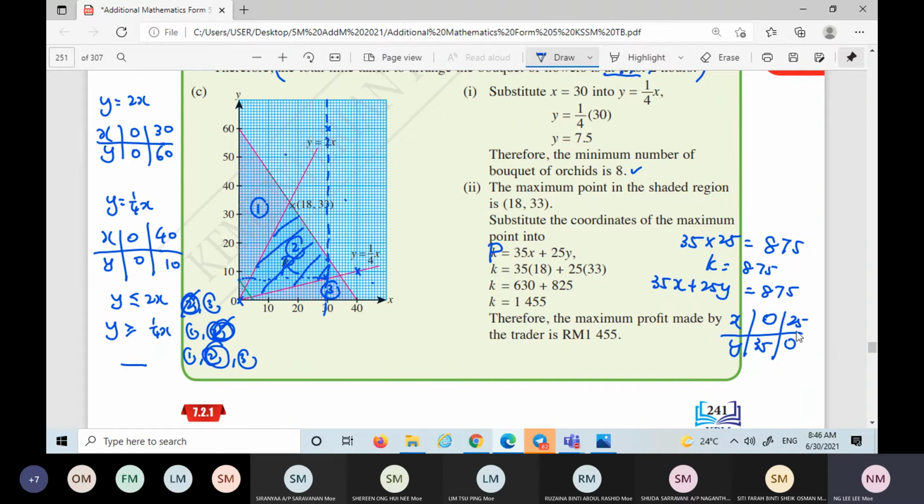Now I check 35 and 25. Is it easier for me to plot here? Yes, it's in the scale here. So my y-intercept is 35, so I plot here. My x-intercept is 25, I plot here. Then draw a dotted line.